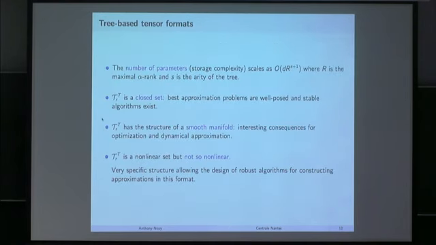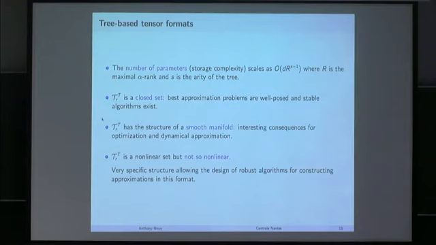And they are listed here. So first, the number of parameters, which is the storage complexity of this format, scales linearly with the dimension and polynomially with the rank, with a polynomial exponent here which is related to the maximal number of sons for the nodes of your tree. It's called the arity of the tree, the little s that you see here.